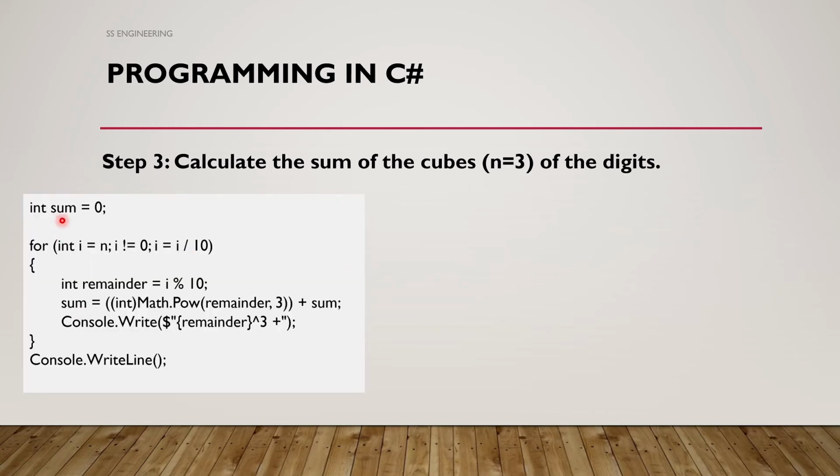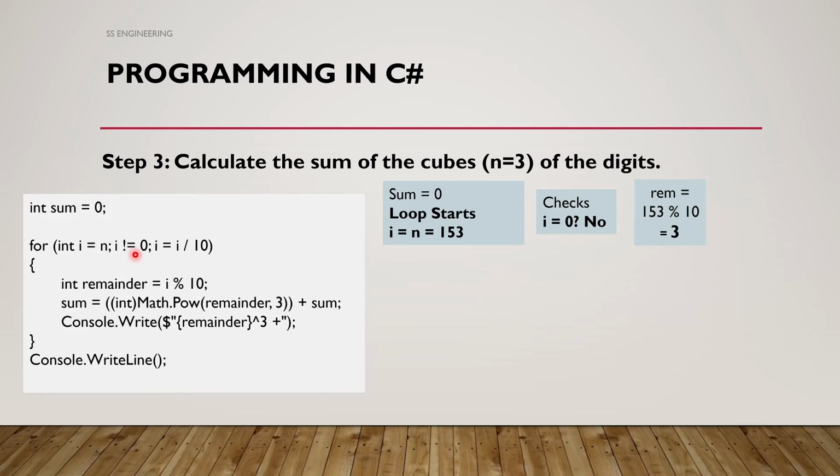We first initialize the sum as 0, and then we have a for loop where our loop starts as i equals n, which is 153 as a user input. Then the computer checks if i is equal to 0 or not. No. Then it goes further into the loop, and then it calculates the remainder of the number that was input.